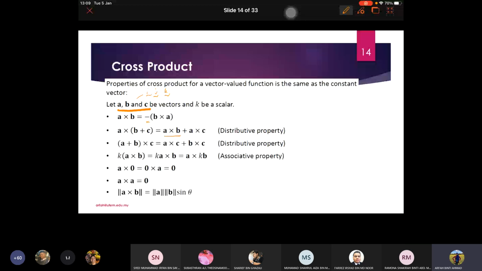Okay. And A plus B having the cross product with vector C akan sama dengan vector A having the cross product with vector C plus vector B having the cross product with vector C. Okay. And K having the cross product with vector A and B equal to KA darabkan dengan cross product dengan vector B atau A the cross product dengan KB. Okay. So vector A cross product dengan 0 akan sama dengan 0 cross product dengan A akan menghasilkan 0 vector. Okay, 0 vector maksudnya for each of the component I, J and K it will be equal to 0. Okay. So vector A having cross product vector A will be equal to 0. And the magnitude for the vector A cross product dengan vector B akan sama dengan magnitude bagi vector A darabkan dengan magnitude bagi vector B sin theta. Okay. So this is the properties for the cross product of the vector function.